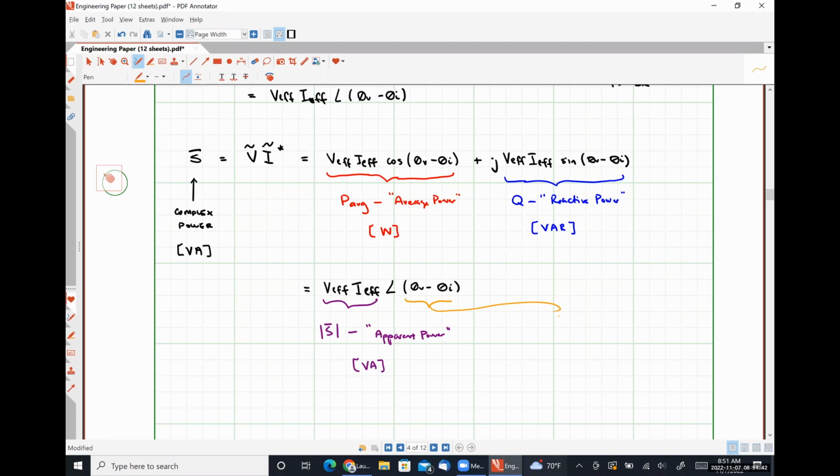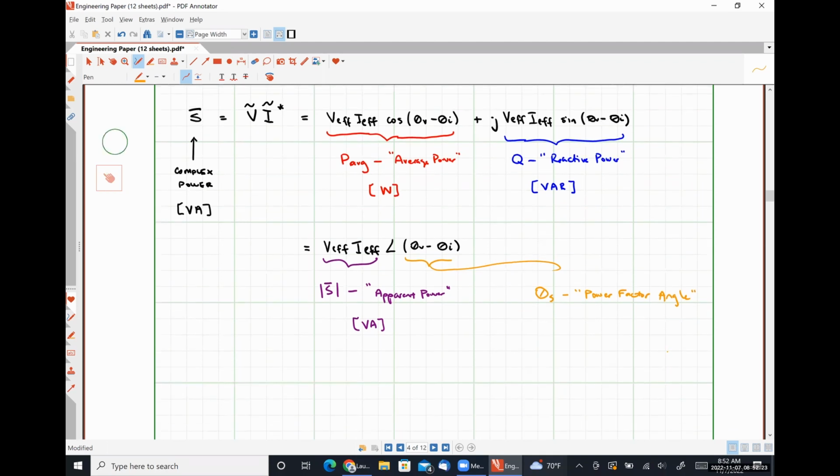And then we have the difference of our angles. This we're just going to call theta S. And it also has a special name: our power factor angle. So let's talk about our power triangle before we talk about power factor.